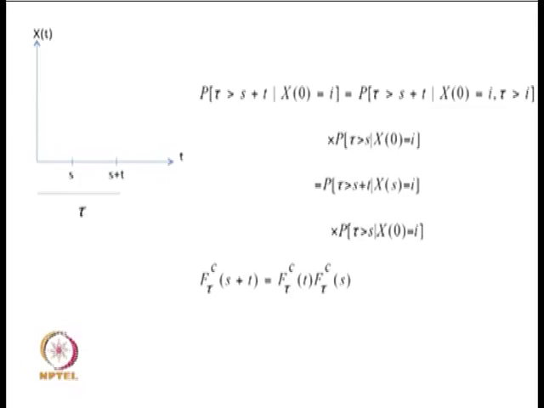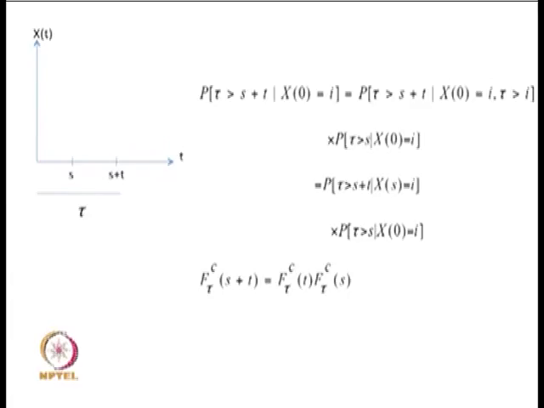So, what I am going to do? I am going to find out the complement CDF for the random variable tau, that is, the probability that tau greater than S plus t given that X of 0 is equal to I. That is the same as the probability of tau greater than S plus t given that tau is greater than S, multiplied, using the total theorem of probability, by the probability of tau greater than S given that X of 0 is equal to I.